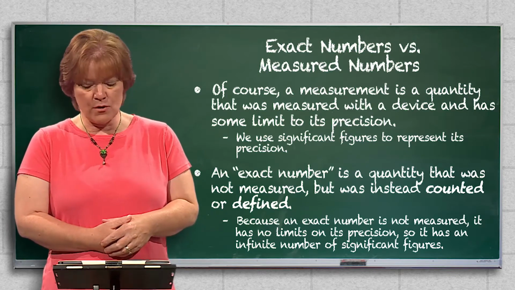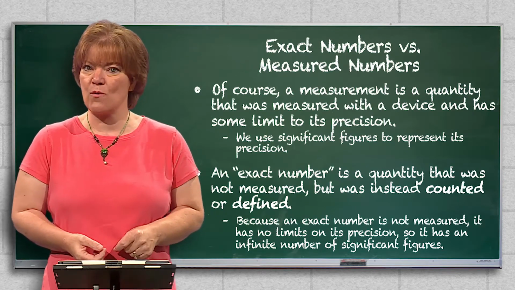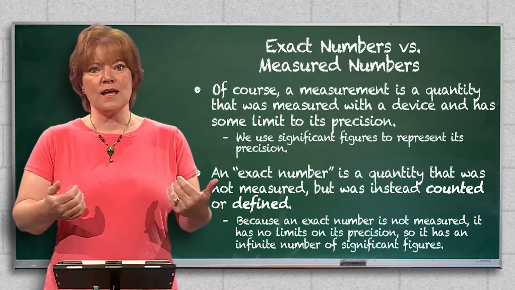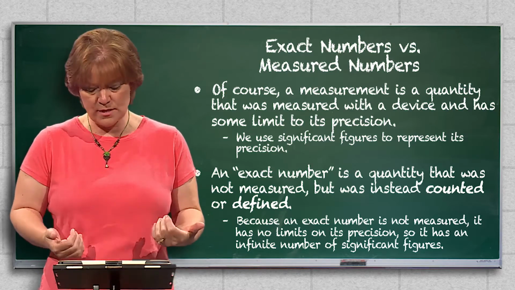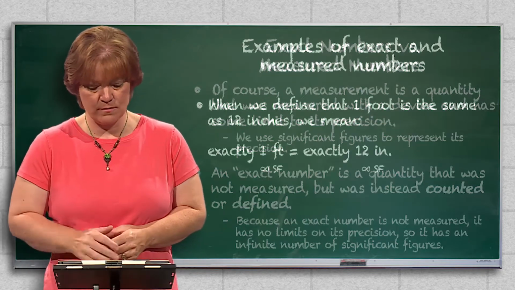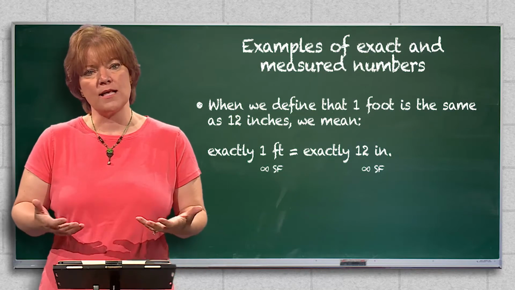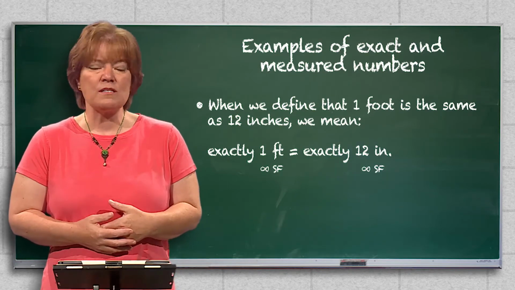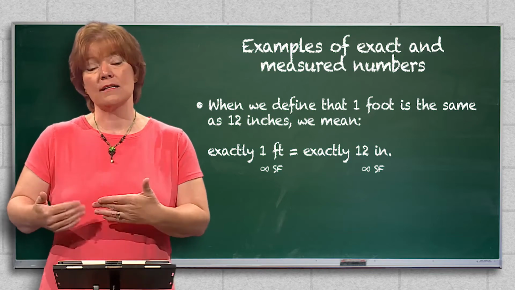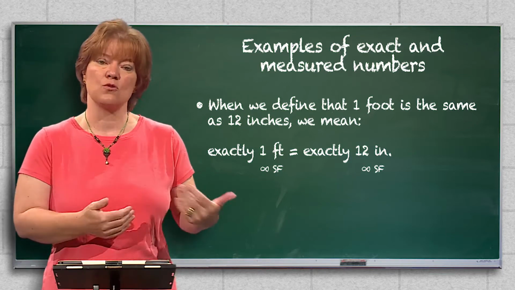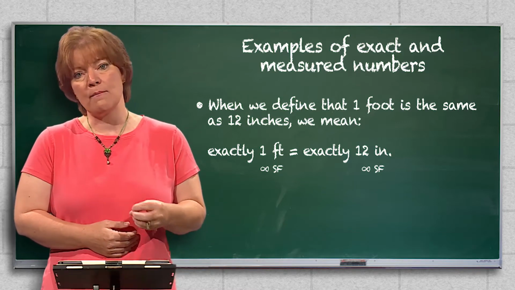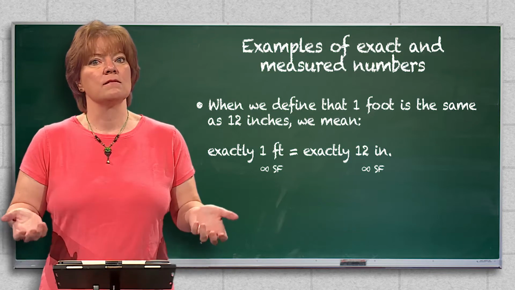An exact number is a quantity that was not measured, but was rather either counted or defined. Because an exact number is not measured, there are no limits on its precision, and therefore it has an infinite number of significant figures. So some examples of exact and measured numbers. When we define that 1 foot has exactly 12 inches in it, we mean exactly 1 foot is exactly 12 inches. So both the 1 foot and the 12 inches in that instance are both infinite significant figure numbers.